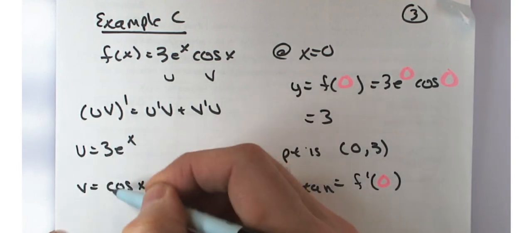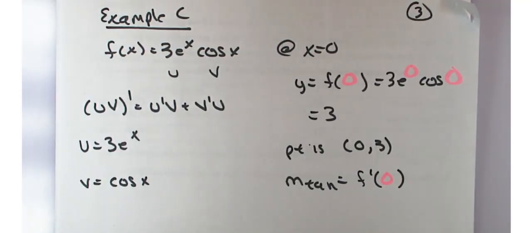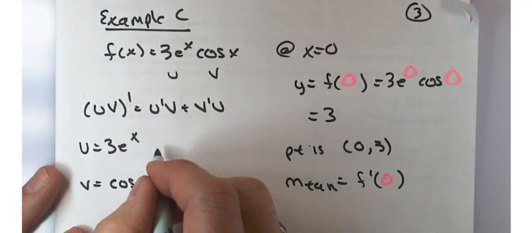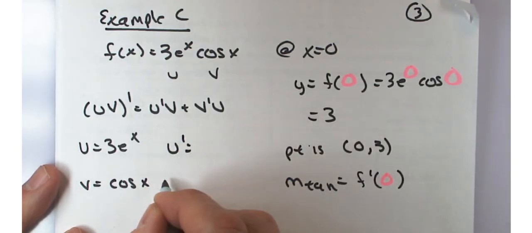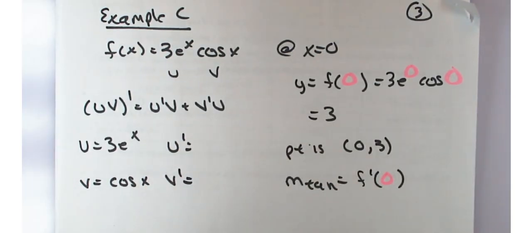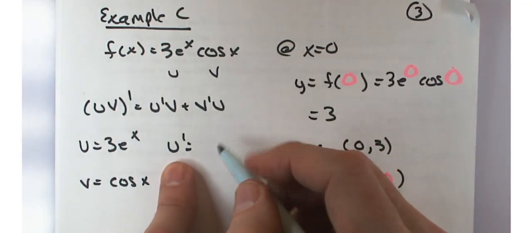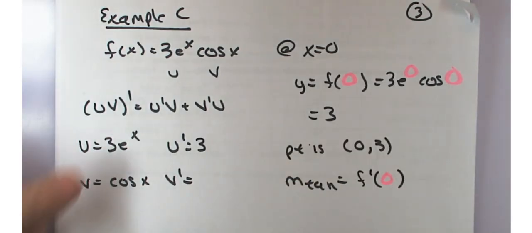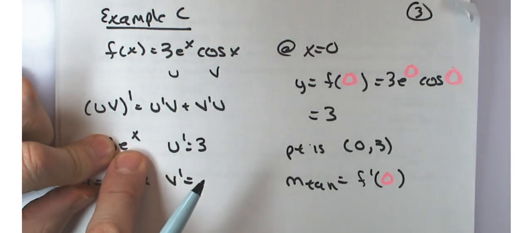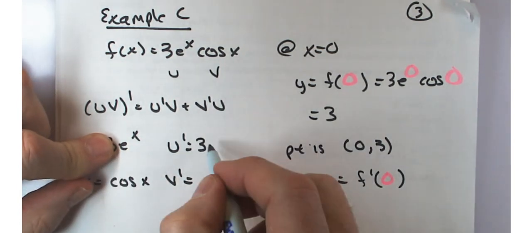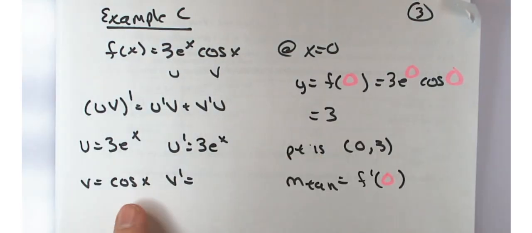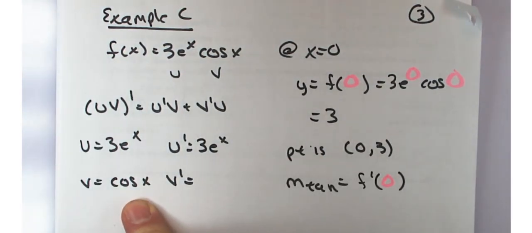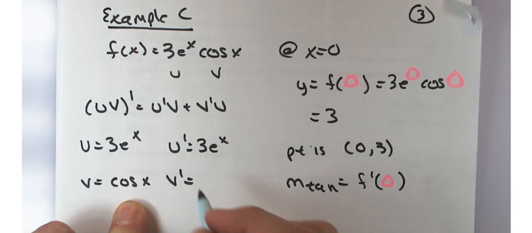Now you can put that 3 with either one of these. It doesn't really matter. I just put it with the 3e to the x, u prime, and v prime. Nice. Thanks, David. Ashley, what are we looking at for u prime? We kind of look past the derivative of the 3, look past the constant. What's the derivative of e to the x? E to the x. All right. How about the derivative of cosine of x? Negative sine of x.